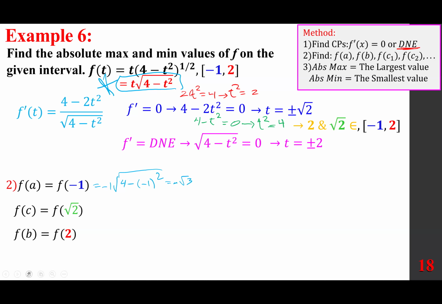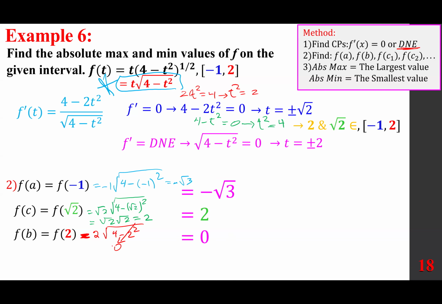If I put square root of 2, I get square root of 2 times square root of 4 minus square root of 2 squared, and I hope you see it's the product of square root of 2 and square root of 2, which is 2. If I plug in 2, I get 2 square root of 4 minus 2 squared, which is 0. So their product is 0. So those are the answers.